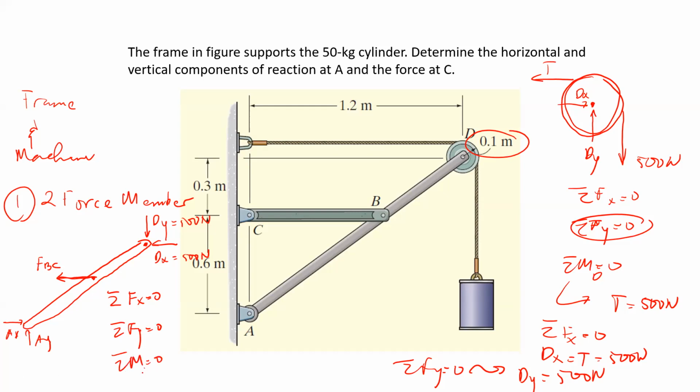Using sigma moment at A equal to zero, we will be able to find the value of FBC. Then after that, using sigma Fy equal to zero, we will be able to find Ay. Using sigma Fx, we will be able to find the value of Ax. Okay, so that's the way to solve it. Do you understand about it, Adam? Got it, sir.